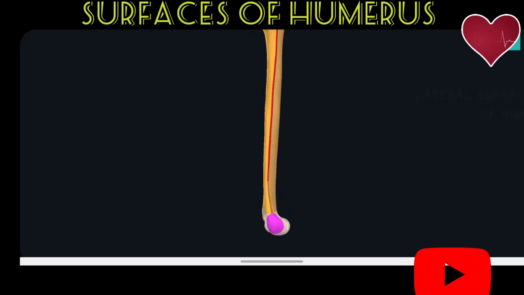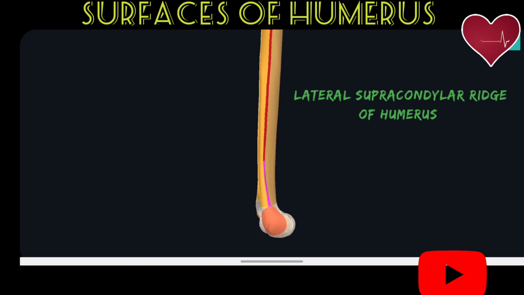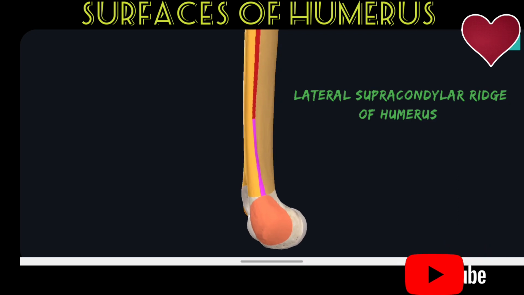And the next surface is the lateral supracondylar ridge of the humerus. This pink part is known as the lateral supracondylar ridge of the humerus, and it is the sharp prominent margin located along the lateral aspect of the distal end of the body of the humerus.